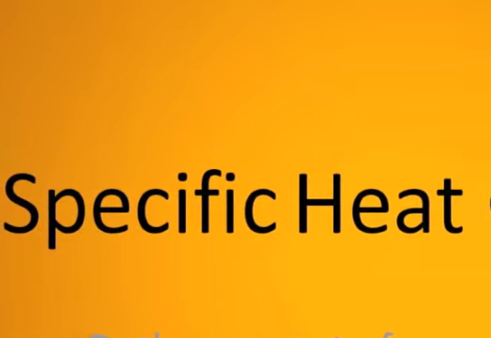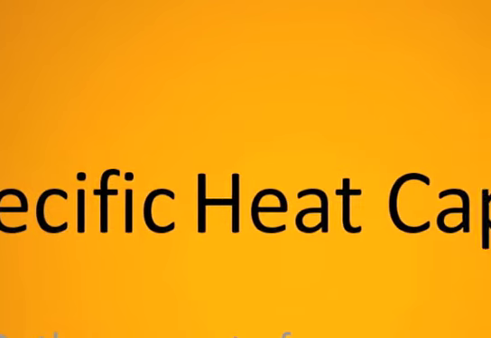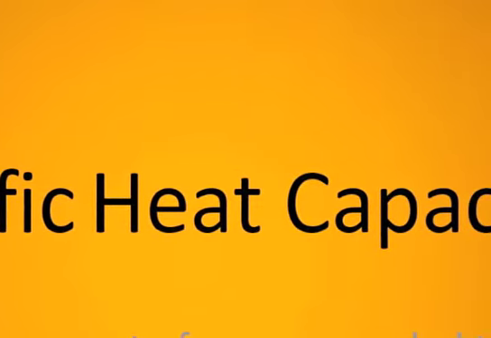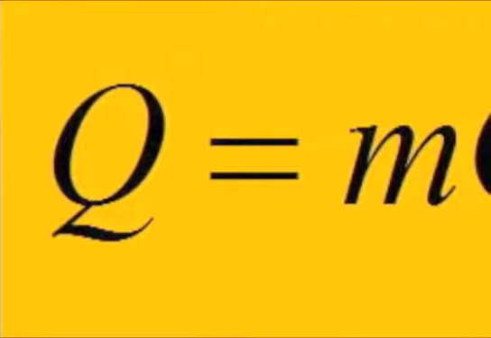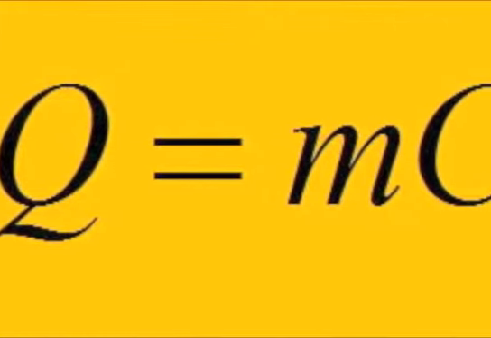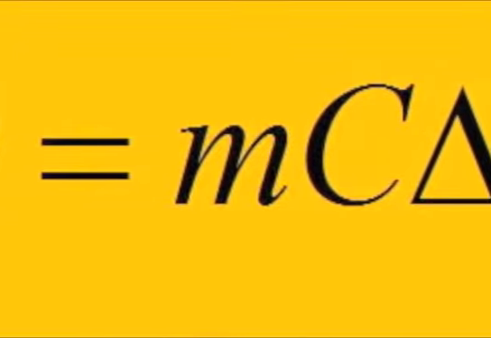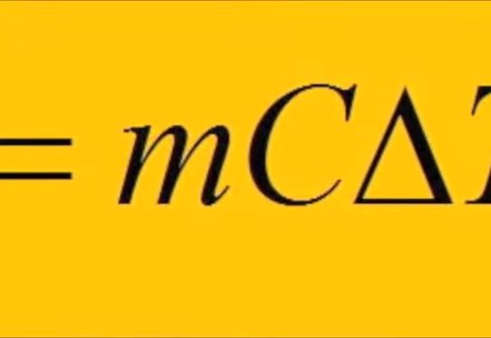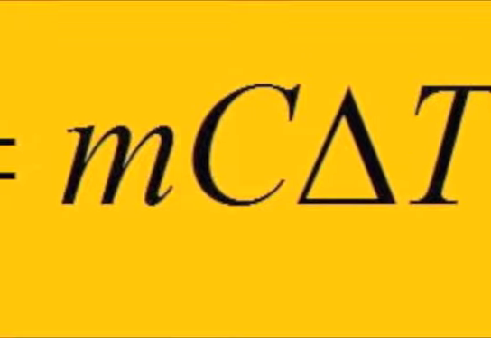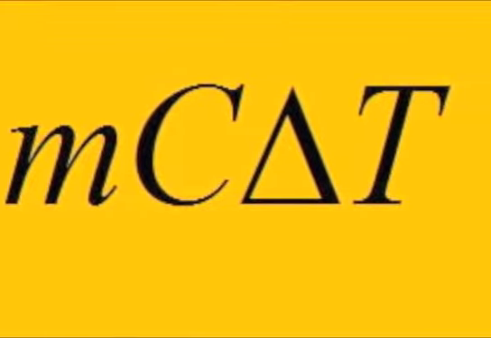Much like heat capacity, specific heat capacity is the amount of heat needed to increase 1 gram of a substance exactly 1 degree Celsius. The amount of heat Q given off or absorbed by a substance with specific heat capacity C is equal to the mass M of the substance multiplied by the specific heat capacity multiplied by the change in temperature. This equation is very useful in solving problems regarding thermochemistry.